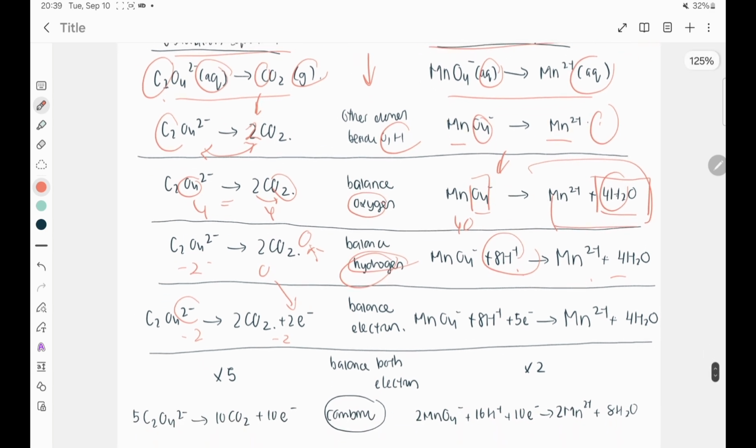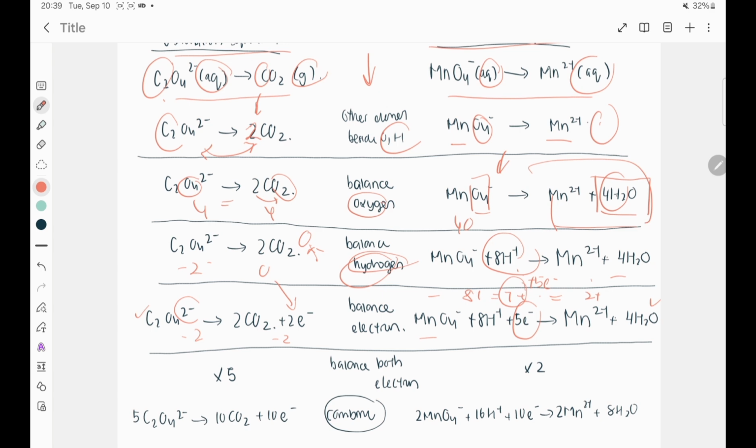Over here we have negative, and then 8 plus. So now it is 7 plus, and then over here we have 2 plus. So how can we make it the same? We need to add 5 electrons over here, to get the same charge for both sides. So we will get these 2 equations.